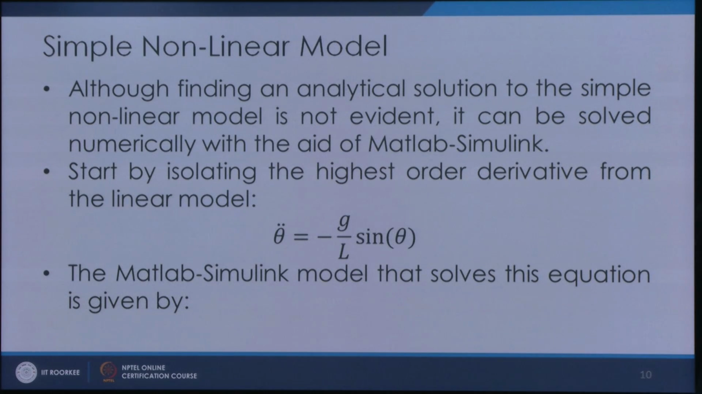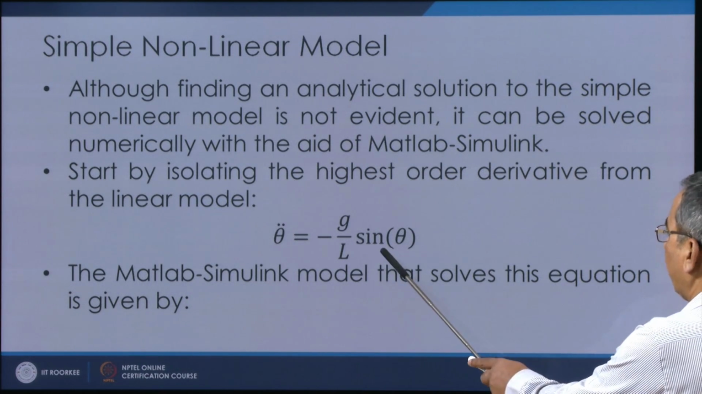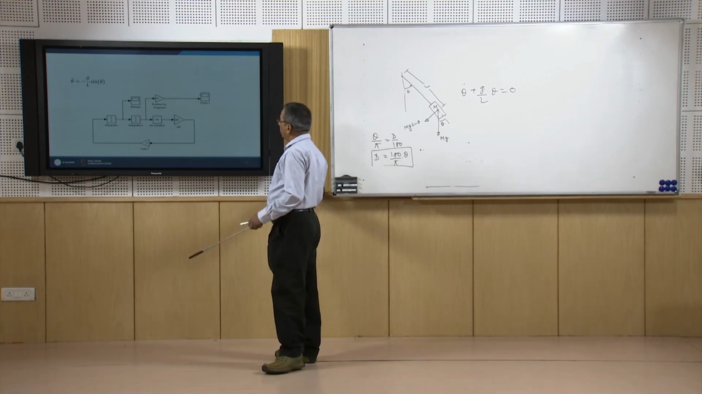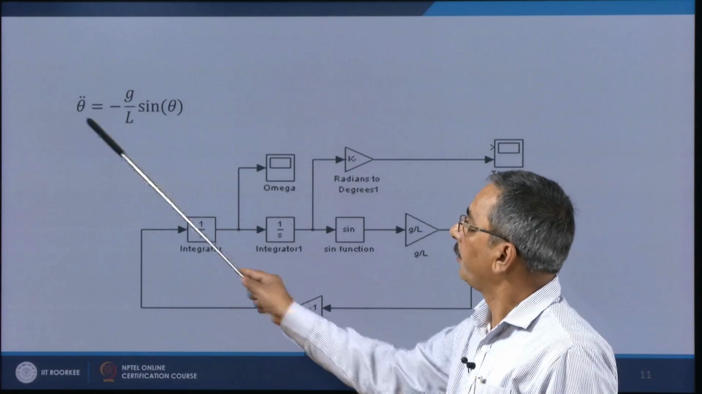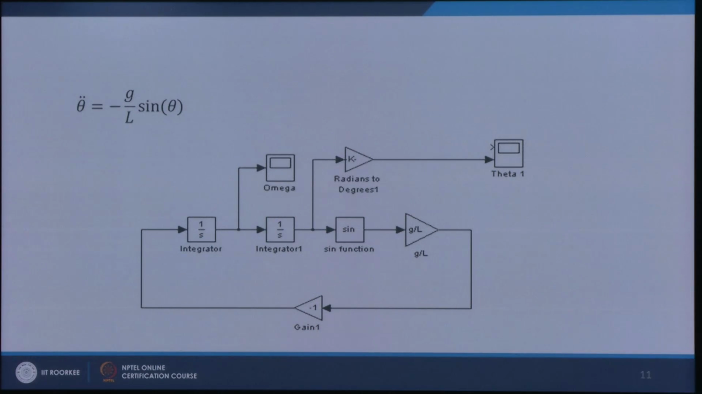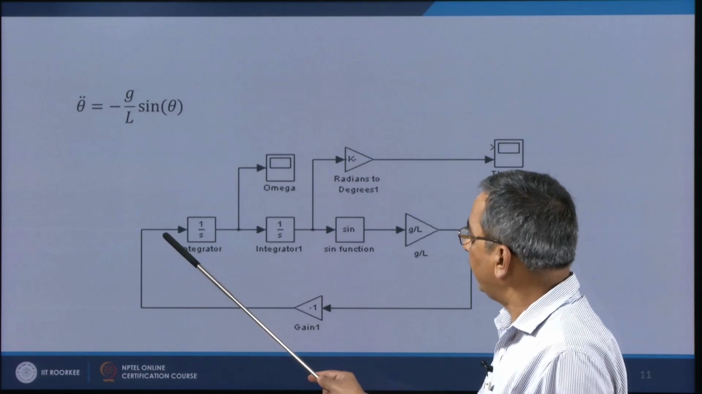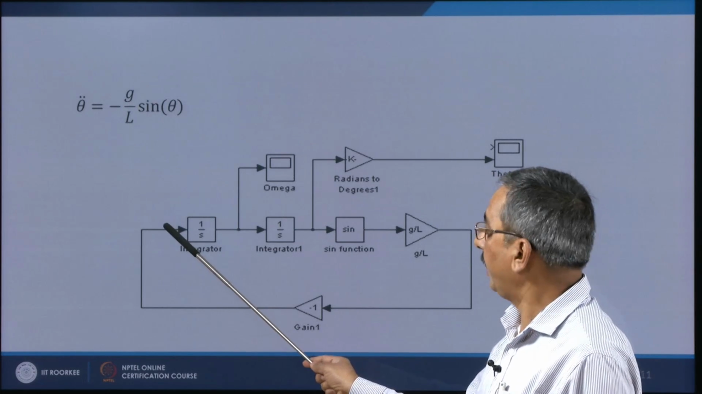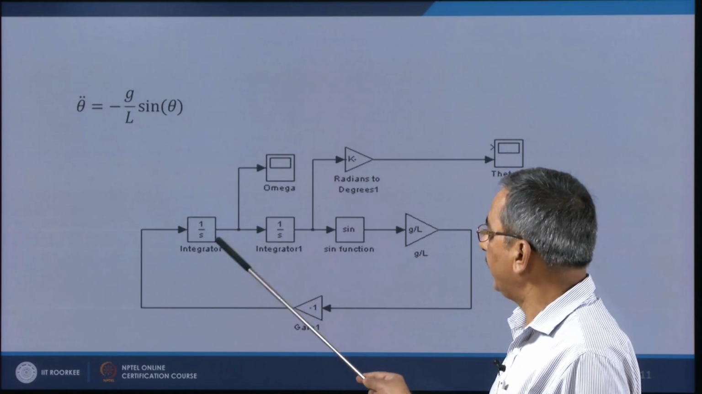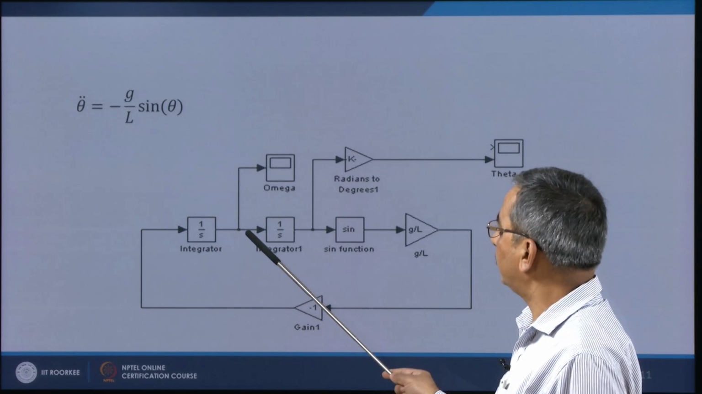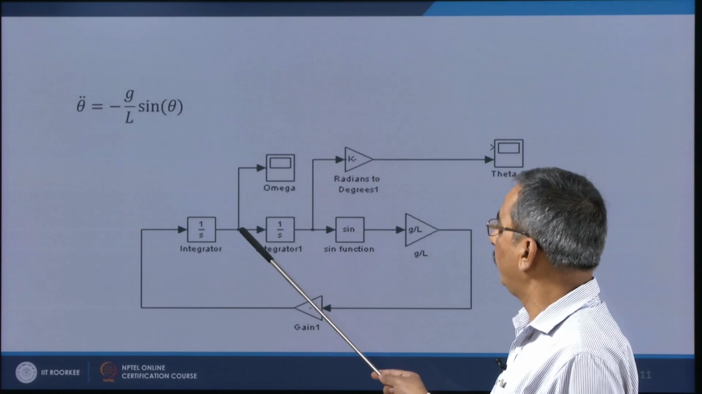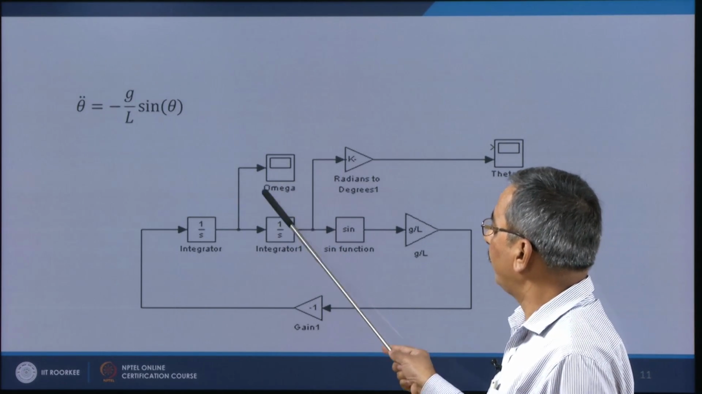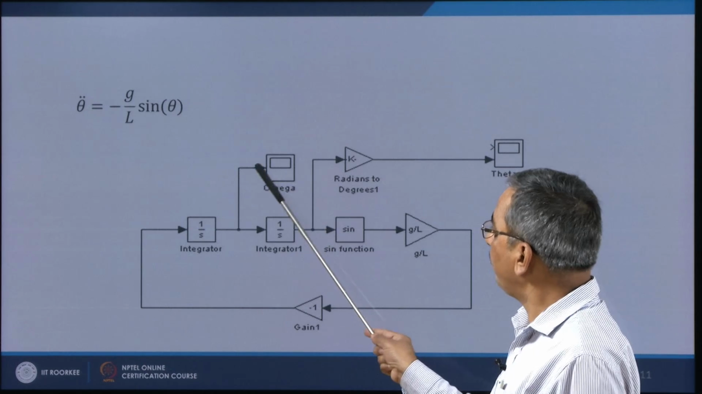So, this is our equation. Of course, as I said, I am not taking my theta to be small here. So, this is basically the equation which I want to simulate. Let us say that this is the point where I have the theta double dot value. So, I put an integrator here, 1 by s, and I get the theta dot value here, and of course, I put a display here to see that. I am calling that omega. So, this is my theta dot value.